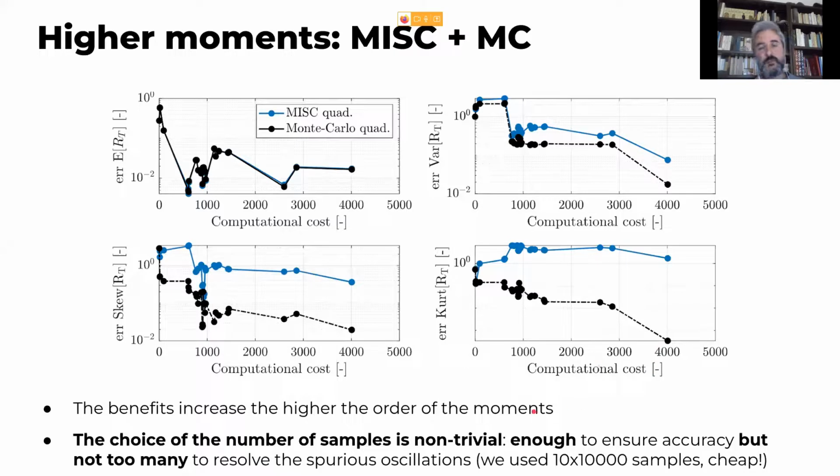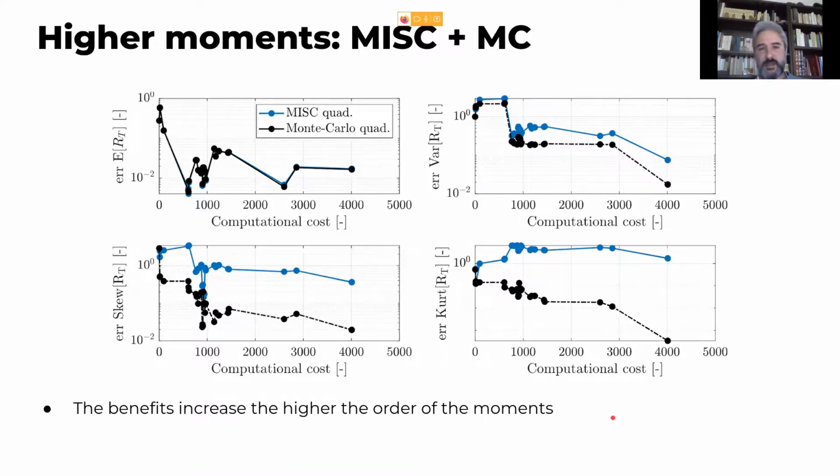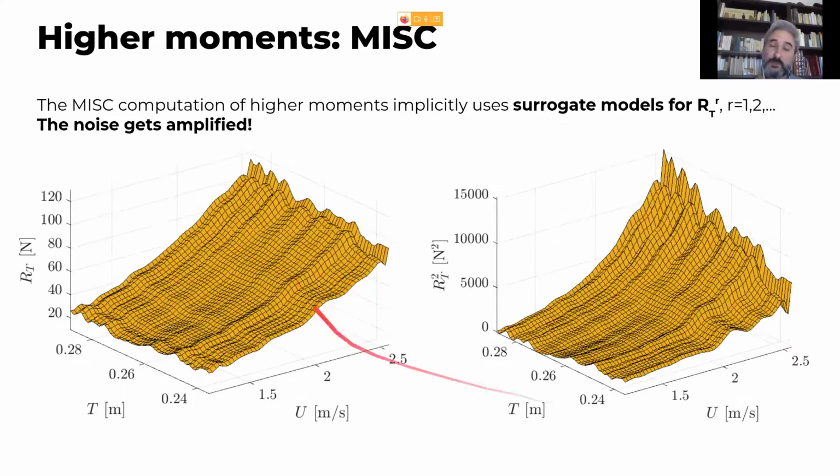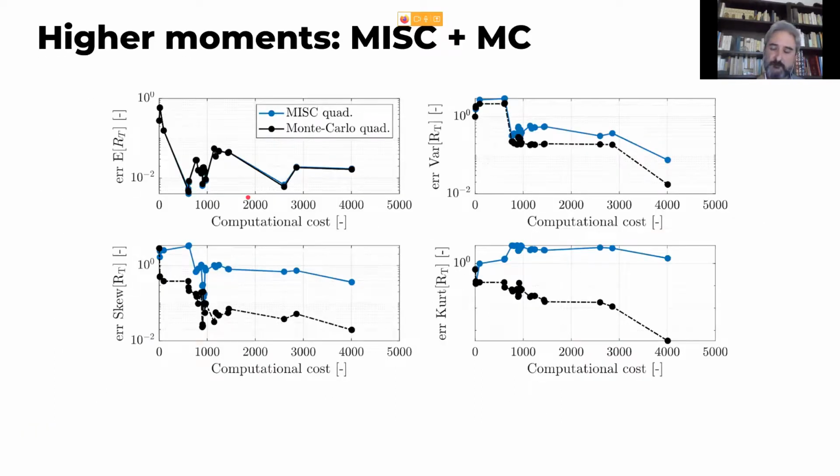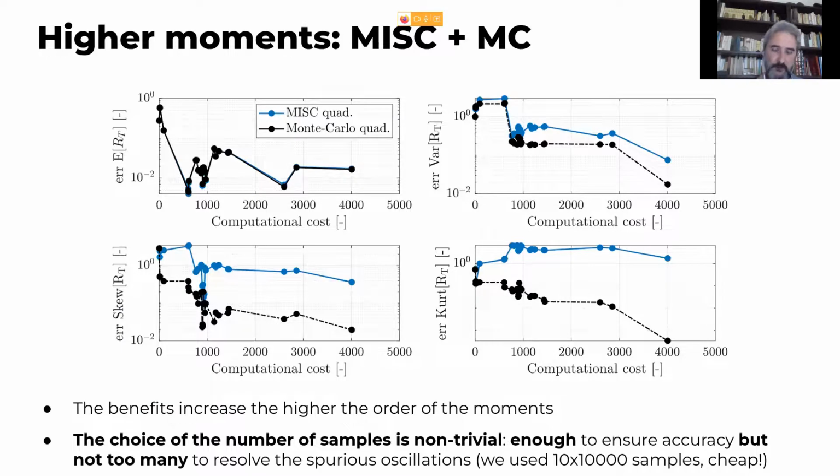If you use too many samples, you actually end up resolving with Monte Carlo these oscillations, which you don't want to see, right? So in a sense, Monte Carlo acts as a smoother, but not if you use too many samples. But if you don't use enough samples, then you're just off. So there's a delicate balance here. It's not obvious what the optimal number of Monte Carlo samples to take on a surrogate model is.